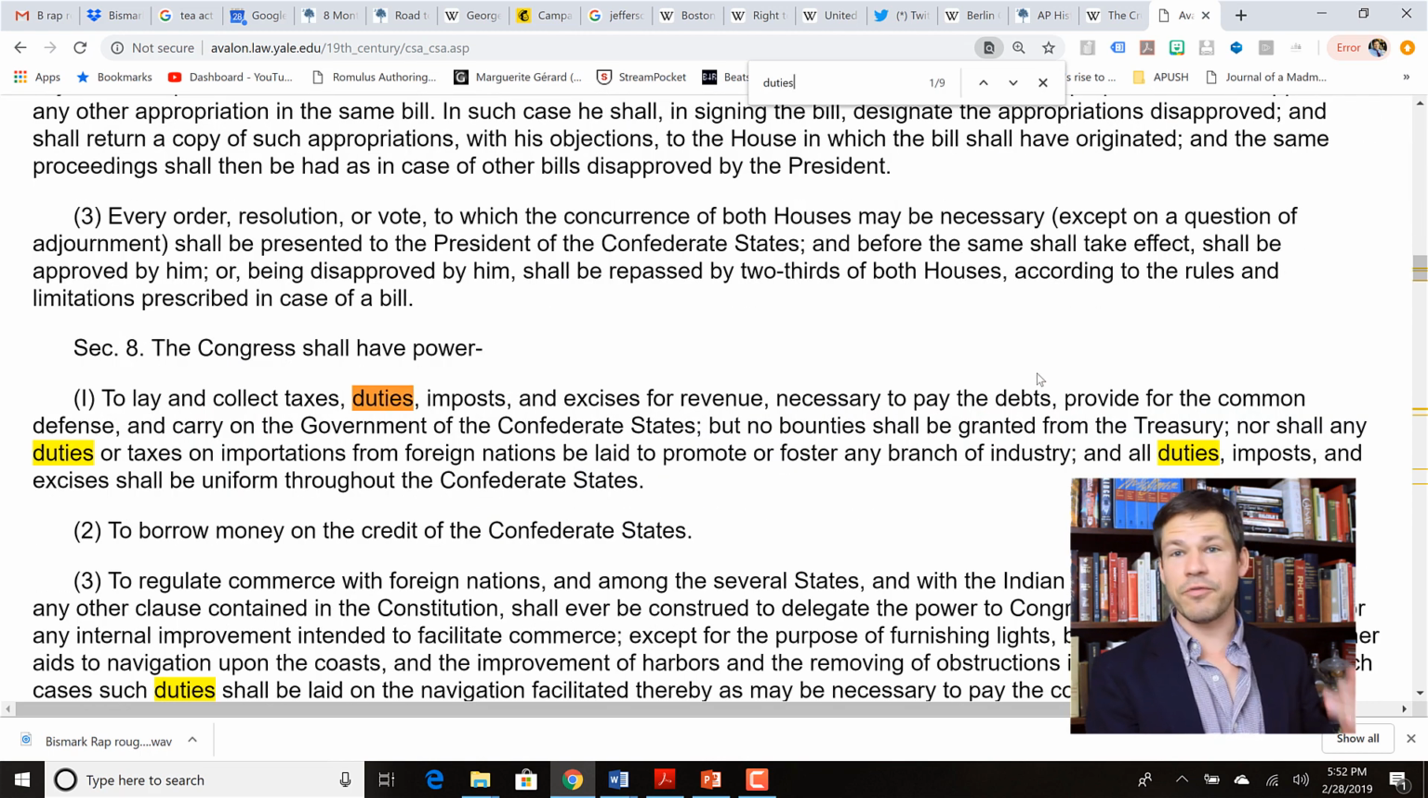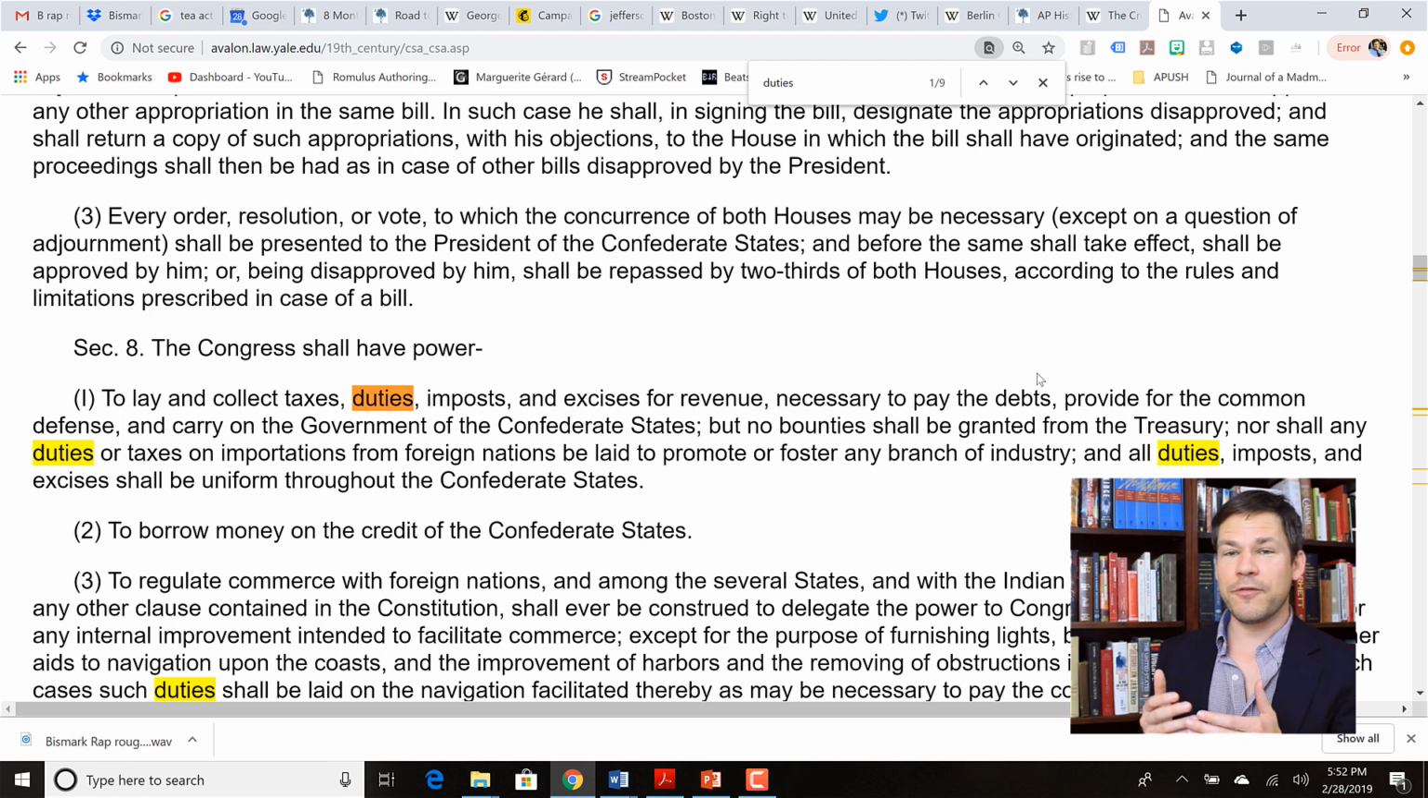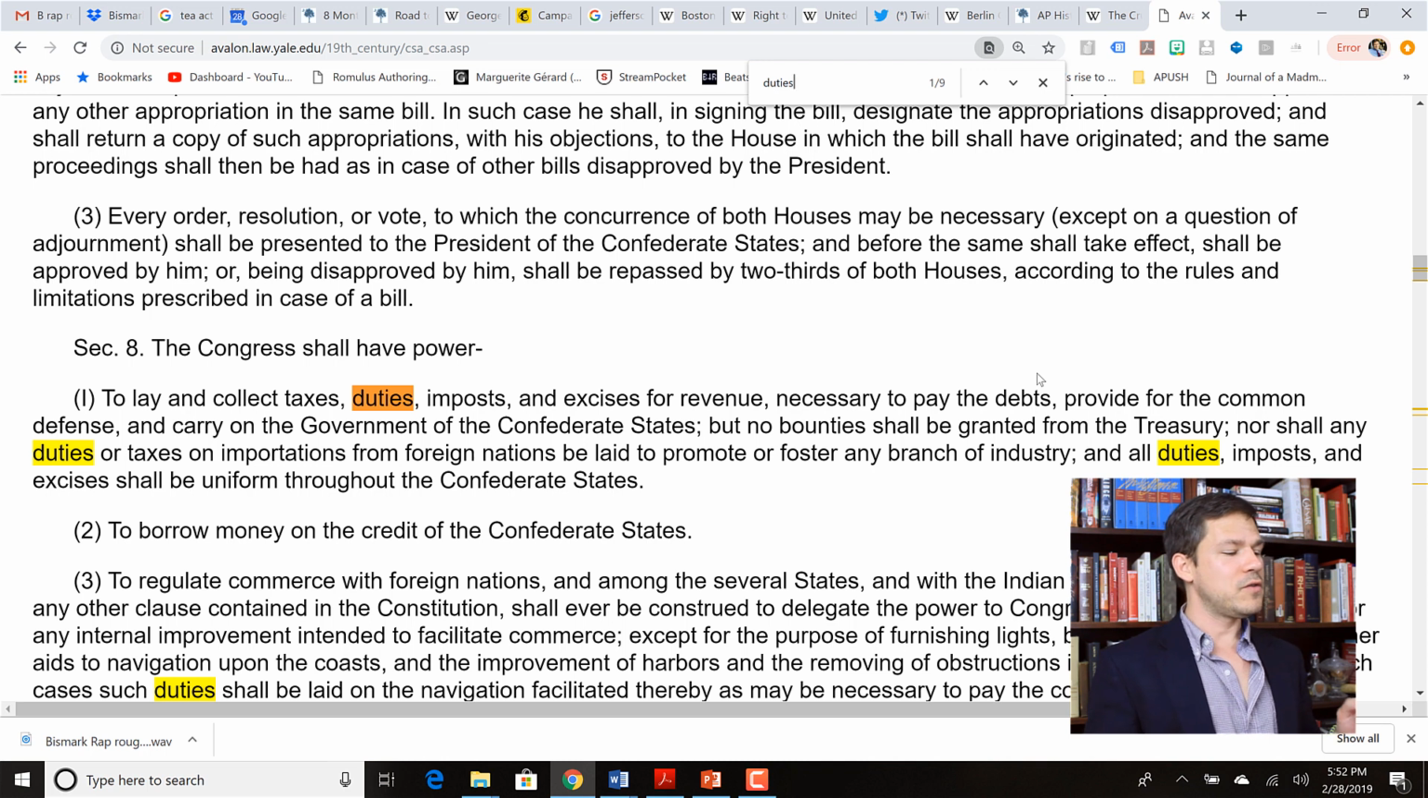And so as far as that is concerned, now we see here that when we go to Article 1, Section 8 of the Confederate Constitution, this is pretty much the exact same Constitution almost, but they did some tweaks here. The Congress shall have power to lay and collect taxes, duties, imposts, and excises for revenue necessary to pay the debts, provide for the common defense, and carry on the government of the Confederate States. But no bounties shall be granted from the Treasury, nor any duties or taxes on importations from other nations be laid to promote or foster any branch of industry. And all duties, imposts, and excises shall be uniform throughout the Confederate States.